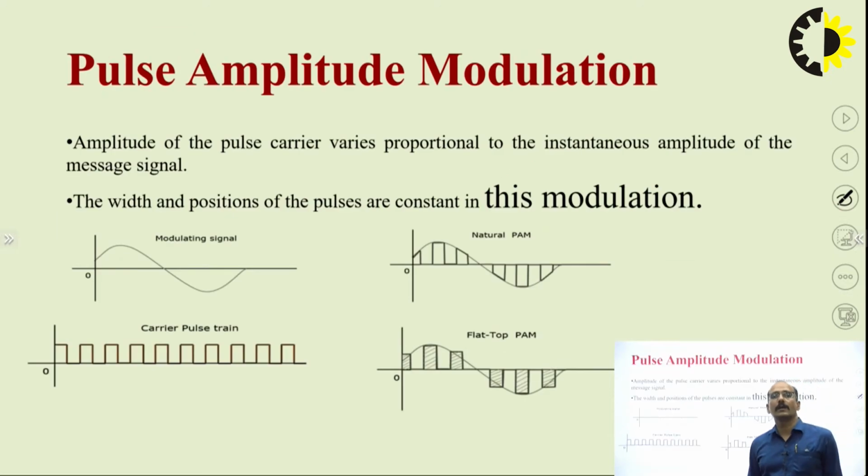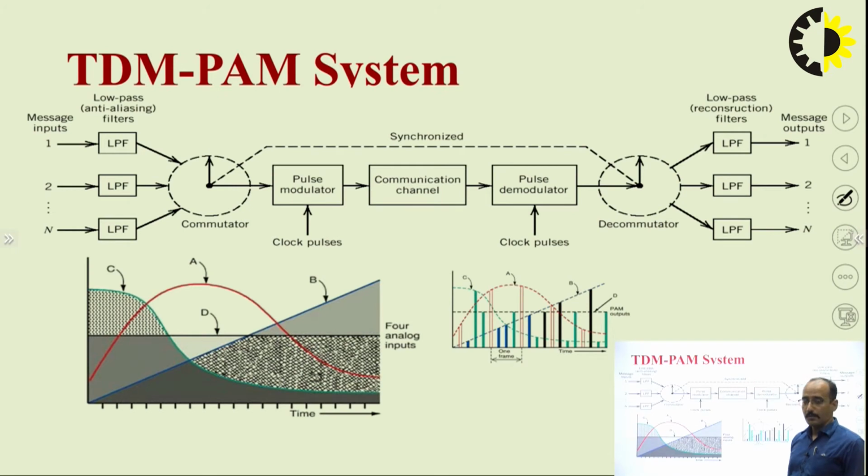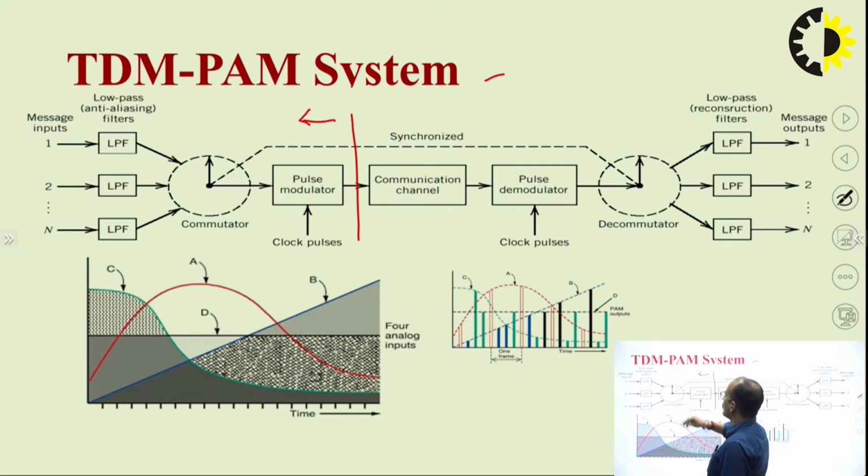Similarly, now we are going to concentrate on the PAM and PCM part. Pulse amplitude modulation means we have a modulating signal, the carrier is a pulse, and by using both of them we create the pulse amplitude modulated signal, in which this is the natural PAM and this is the flat top PAM. By combining this PAM system with TDM, you are going to create a TDM PAM multiplex system. How is it converted? You can see here. This is related to the TDM PAM transmitter part.